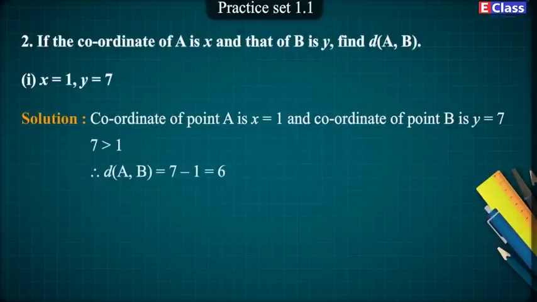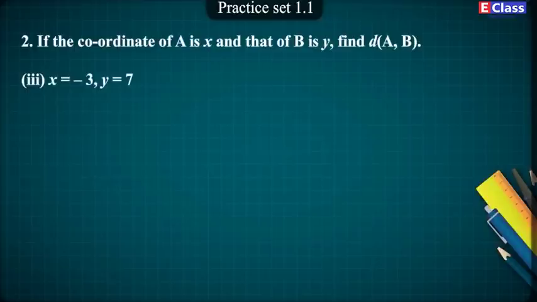Therefore, distance of AB is equal to 7 minus 1, which is equal to 6. Answer: distance of AB is equal to 6.